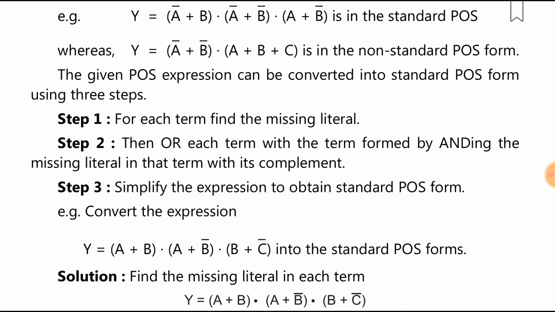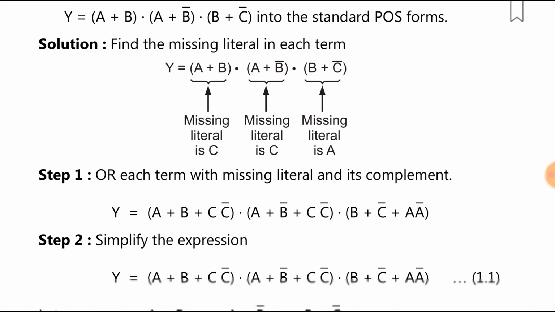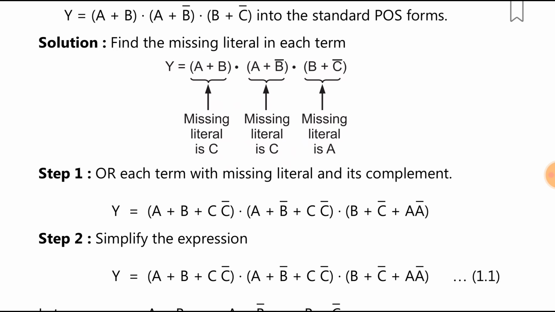For example, convert the expression Y = (A + B)(A + B bar)(B + C bar) into the standard POS form. Solution: find the missing literal in each term. In A + B, the missing literal is C. In A + B bar, the missing literal is C, and in B + C bar, the missing literal is A. Step 2 is to OR each term with the missing literal and its complement. So I will add C C bar: Y = (A + B + C C bar)(A + B bar + C C bar)(B + C bar + A A bar).